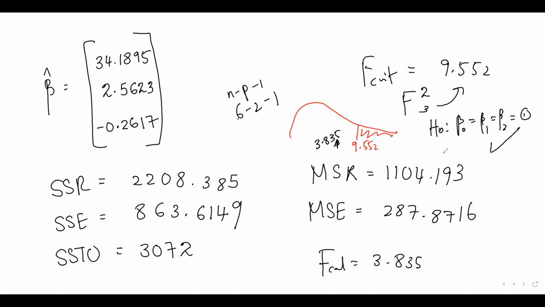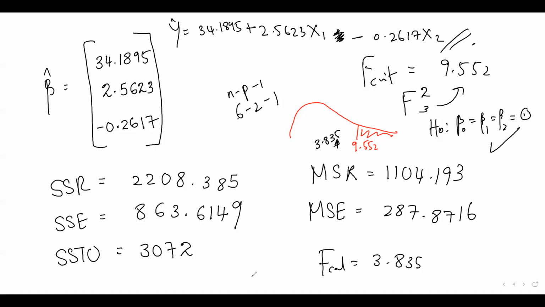That means what? This model that we got, what is the model that we got? Y is equal to 34.1895 plus 2.5623x1 minus 0.2617x2. This is the model that we got, right? So this model is not significant. That's what it says. Even by the F test, it is proved, right?